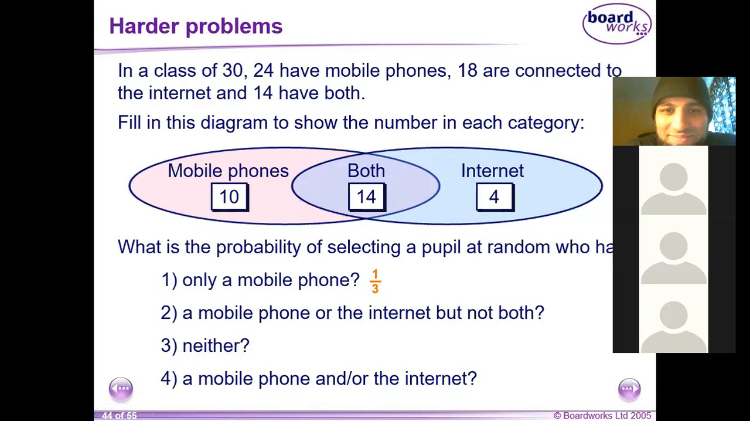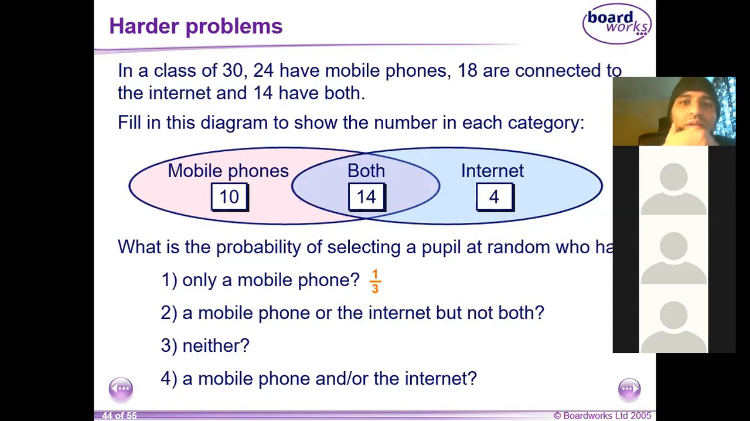Do you add the mobile phones and the internet together and that be over 30? Very, very good. So 10 over 30 plus 4 over 30. Does that make sense, Amar? Okay. Sometimes on the board, they've answered it wrong, so don't worry about that.